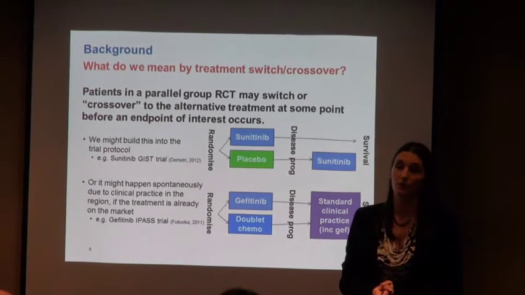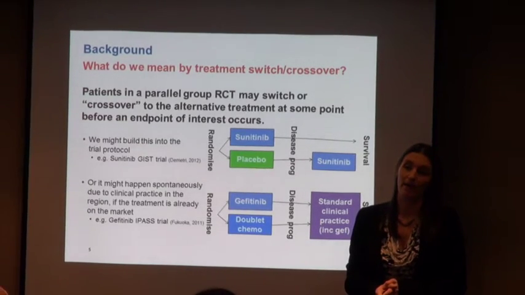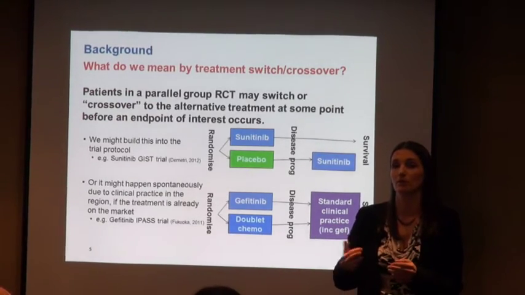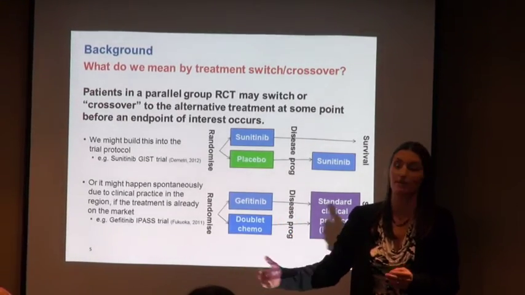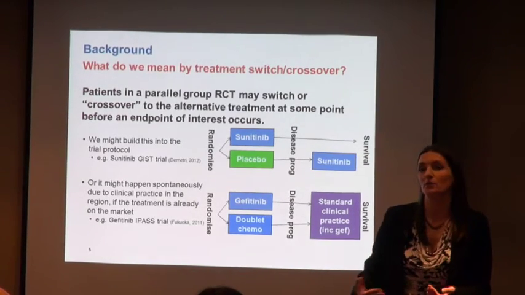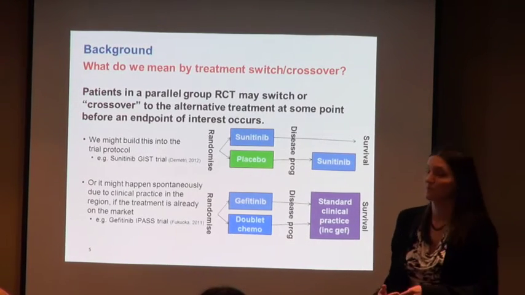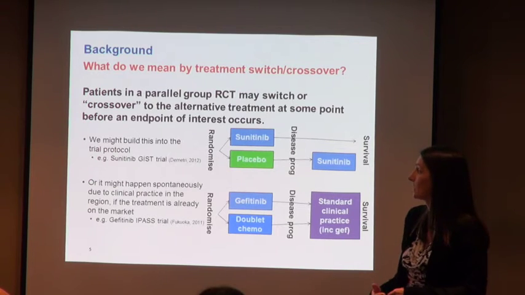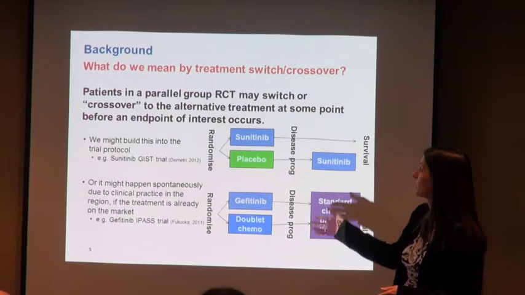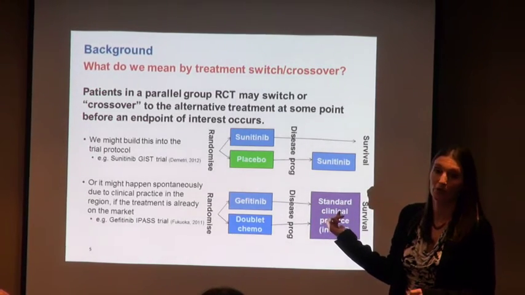And it comes in two forms. You can either have treatment switch built into the protocol, where it's written that upon disease progression, patients will then cross over and get the alternative treatment. This often happens in a placebo-controlled trial where there may be arguments that it's unethical to withhold active treatment from patients. And a very commonly quoted example of this is a sunitinib trial in gastrointestinal stromal tumours, where patients were initially randomised to sunitinib or placebo, and then all the placebo patients were offered sunitinib upon progression.